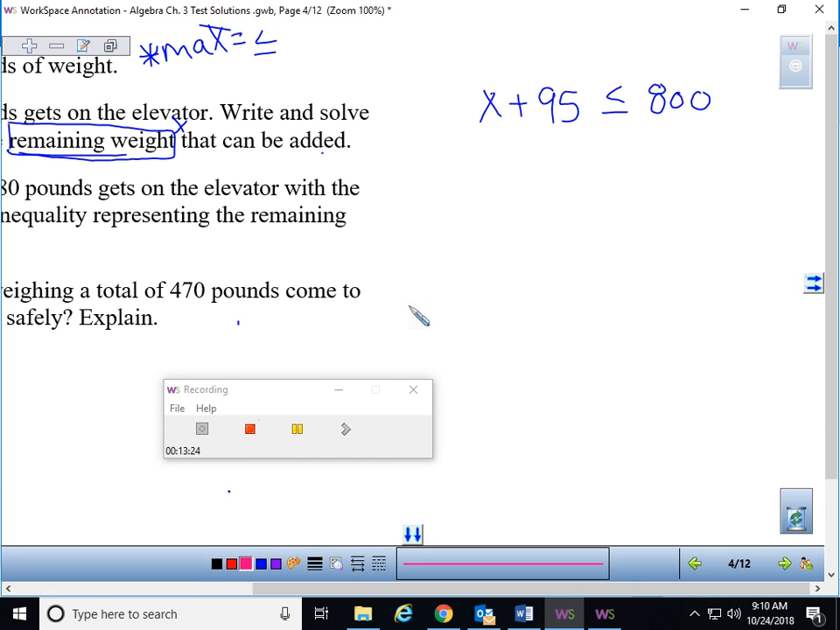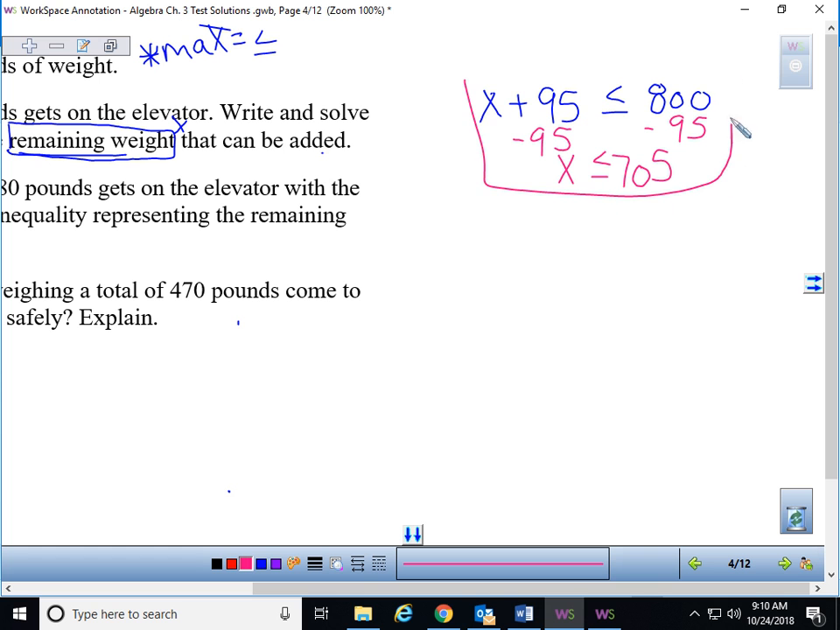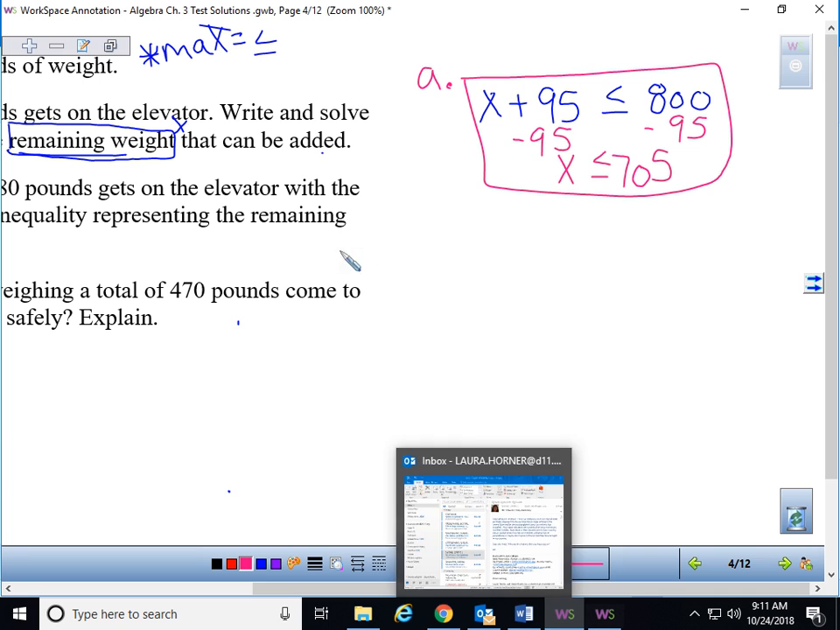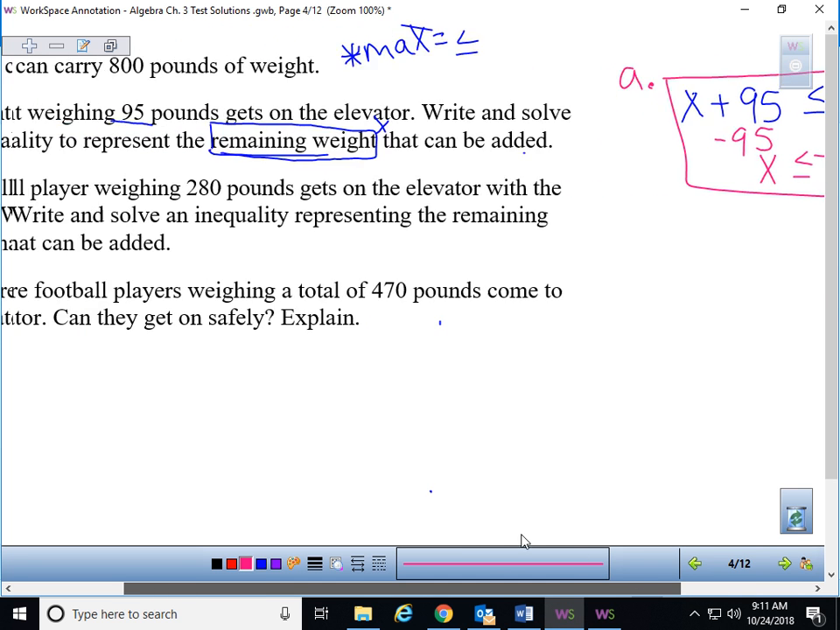The second part on A asks you to solve it. So I'm just going to get x by itself. To do that, I'm going to undo the addition of 95 with some subtraction. So I'm going to subtract 95. So this gives me the solved inequality of x less than or equal to 705. So I'm going to put a big box around this. This is A. Now, B can use the answer from A, or you can just start all over. It doesn't matter. I will show you both. You'll get the same answer regardless.